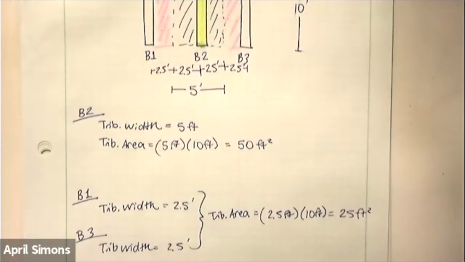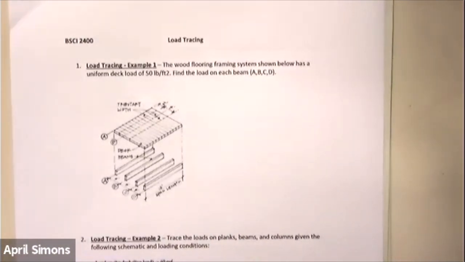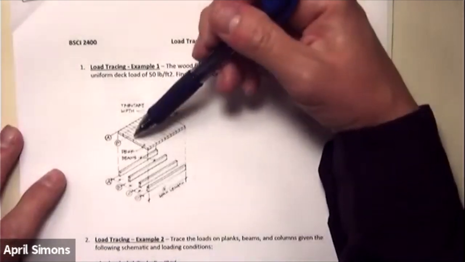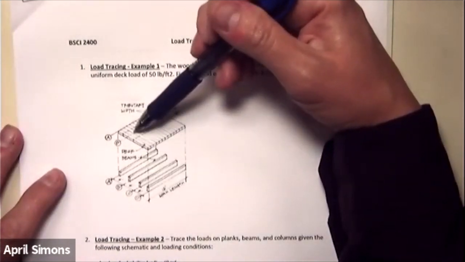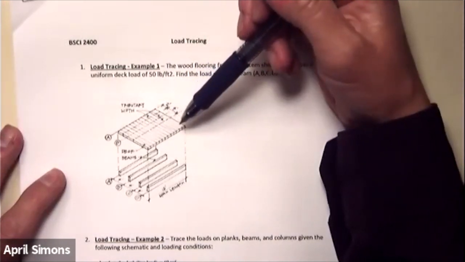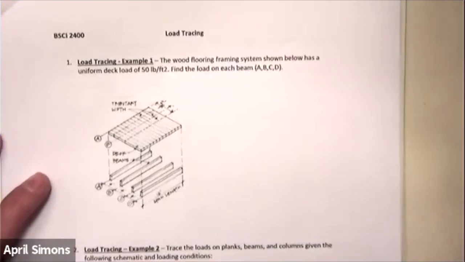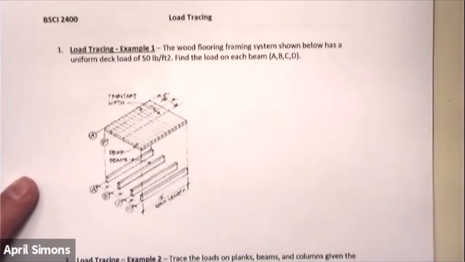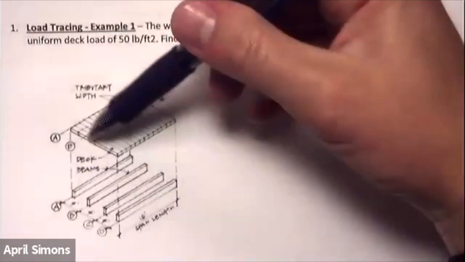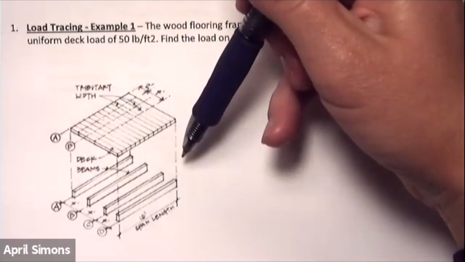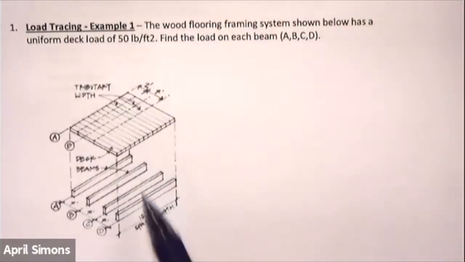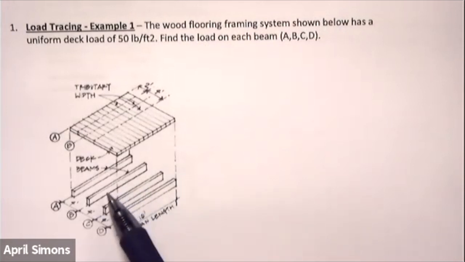All right, let's take a look at this first example here, example 1. All right, so here we have a wood flooring framing system, and we're given the uniform deck load on the wood flooring, okay? So what we have here is a series of deck boards, okay? So it's a wood flooring, so the best thing to probably picture here would be like a back deck on a house or something like that, where you have a series of decking boards here. And then these boards are connected to these beams below.